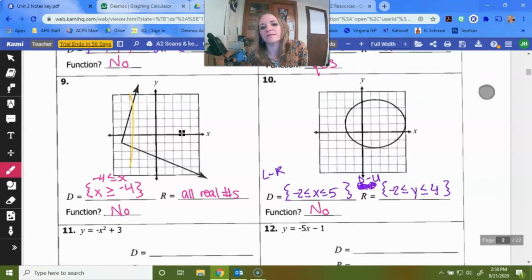Then number 10, you just had to answer function, and that was no. All right, let's look at these graphs real quick.